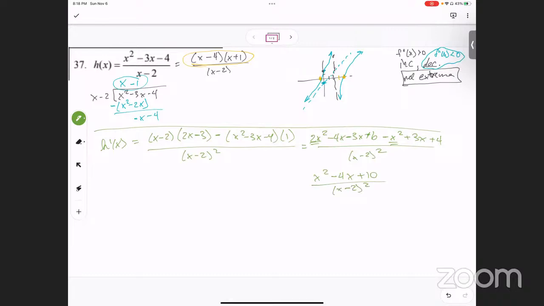Got it? So that's my derivative, my single derivative. Now, does that factor? The top of that doesn't factor at all, right? So what we want to find is anywhere where either the numerator or the denominator is zero, so critical points. Relative extrema come from critical points.